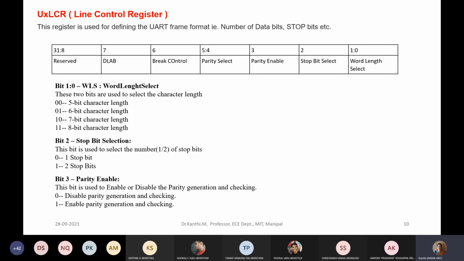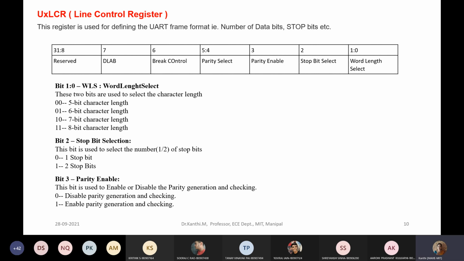So here you specify bits 1 and 0, the word length select. These are used to select the character length. 00 means 5-bit character, 01 is 6-bit, 10 is 7-bit character, 11 is 8-bit character length. We are going to see what character length we use in our normal program. Bit 2 is stop bit selection.